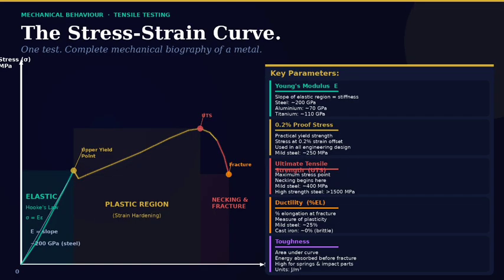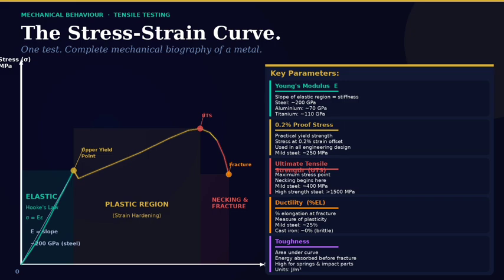When engineers need to understand how a metal will behave under load, they perform a tensile test. A sample is gripped at both ends and pulled apart while stress and strain are recorded. The result is the stress-strain curve, the complete mechanical biography of that material. The horizontal axis shows strain, deformation as a fraction of original length. The vertical axis shows stress in megapascals.